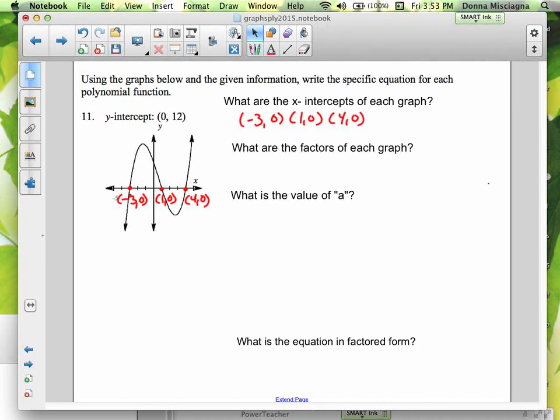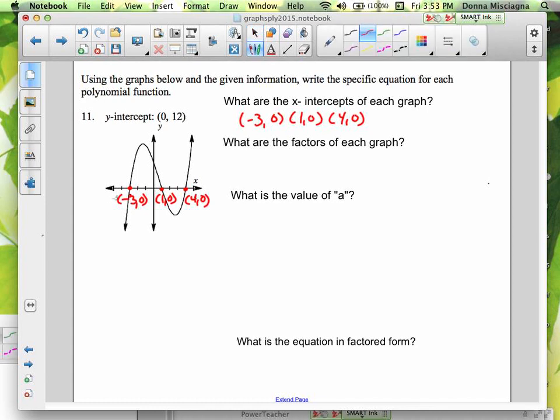Okay, so now we need to take those x-intercepts and change them to factors. Remember that the factors are always going to have the opposite sign of the x-intercept, and that's because we set our factors equal to 0 and solve for x. So to solve, we have to add the opposite. If x plus 3 is the factor, and we set that equal to 0, we'd have to subtract 3 from both sides to solve for x, which means x would be -3. So -3, 0 is the x-intercept, x plus 3 is the factor. If 1, 0 is the x-intercept, x minus 1 is the factor. And if 4, 0 is the intercept, x minus 4 is the factor.